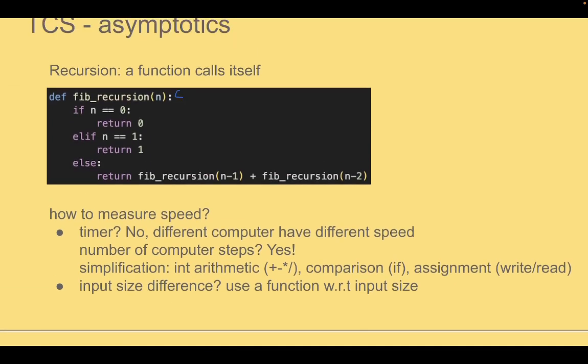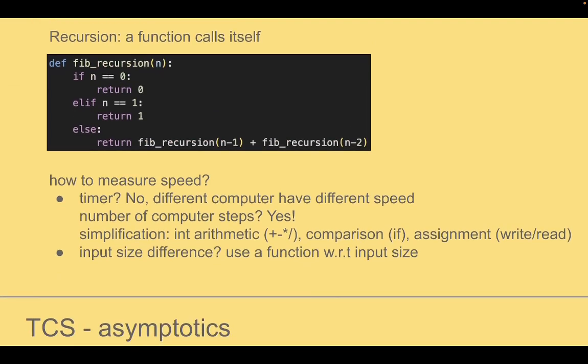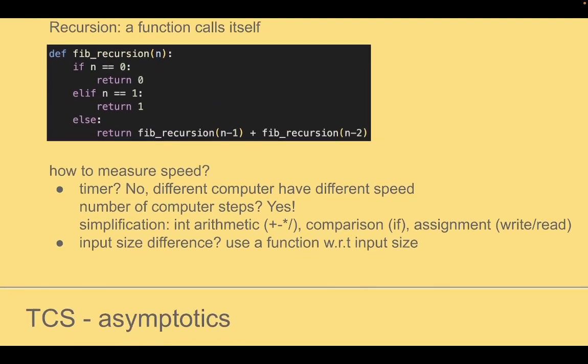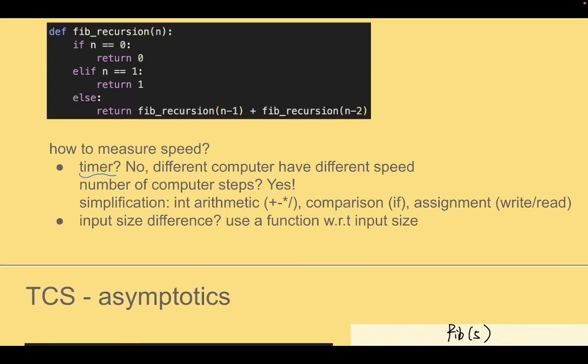So how should we measure the speed of these algorithms? A naive idea is to use a timer, but it does not work because different computers have different speeds, and on a fast computer it certainly takes less time. So at last we use the number of computer steps, because it does not take the hardware or the computer itself into consideration, and we can make analysis in theory.